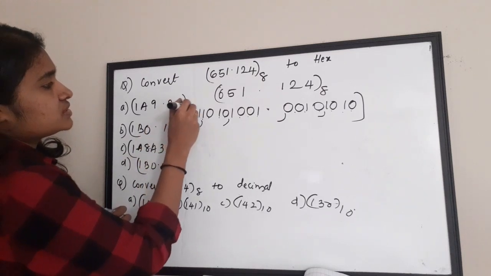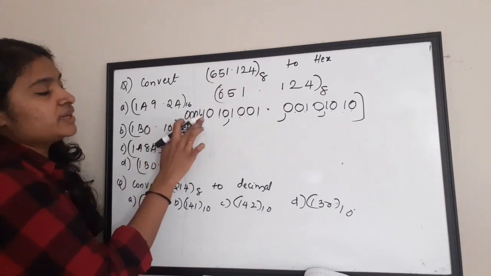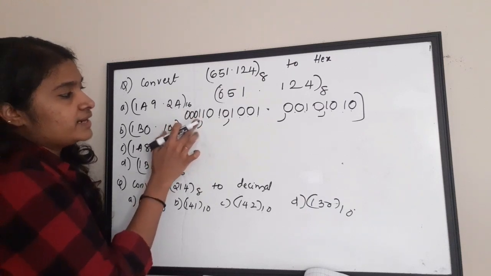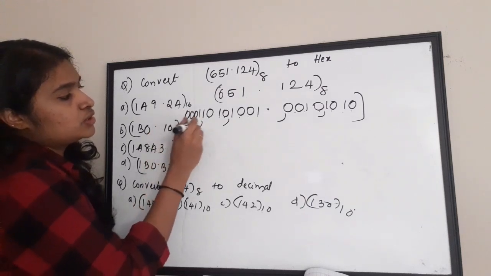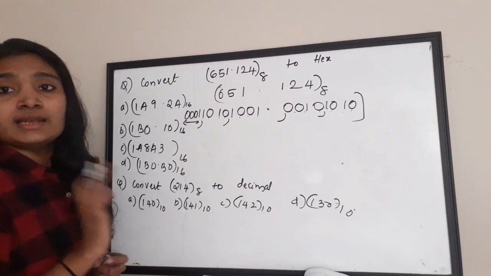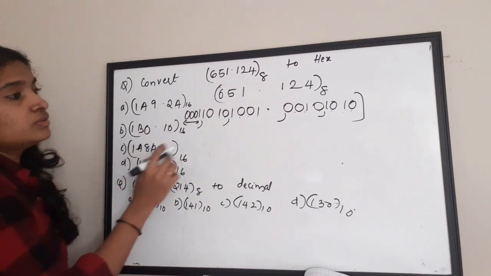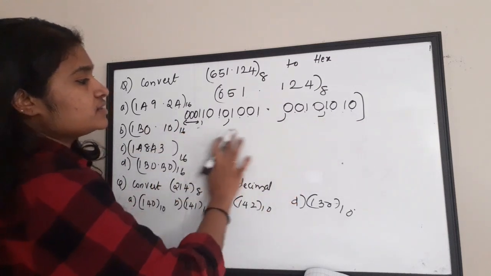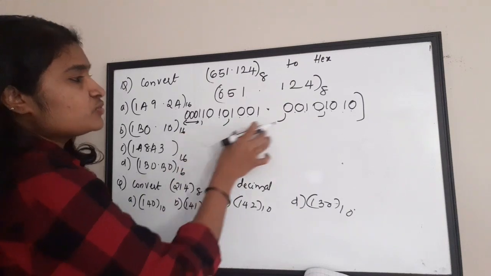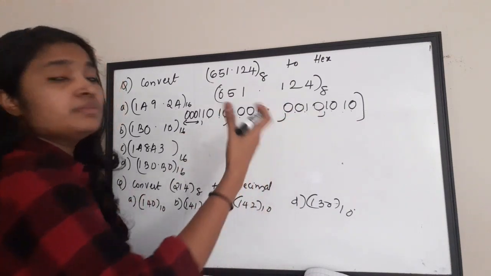So this is a 16. Okay, so in order to make a pair of 4, I have added 3 zeros here to the last one left. Okay, now I'm going to write the corresponding numbers for these binary bits.